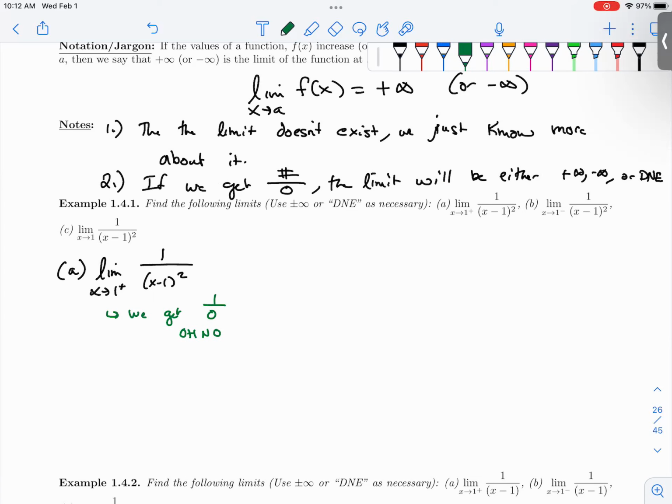So how do we approach what this thing is going to be? Well, just imagine if you were to divide by 0.001. If you divide by 0.001, you get a very large number.